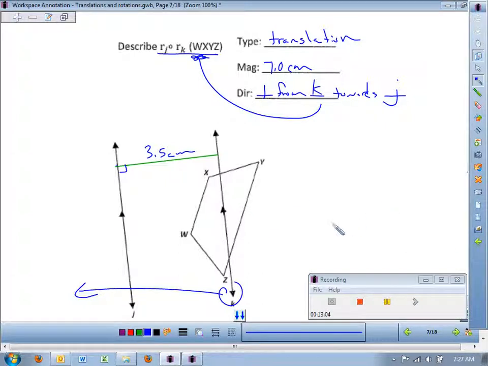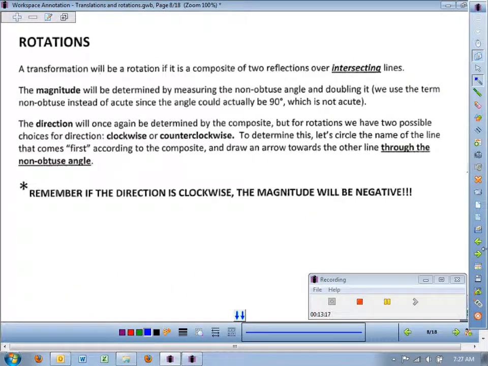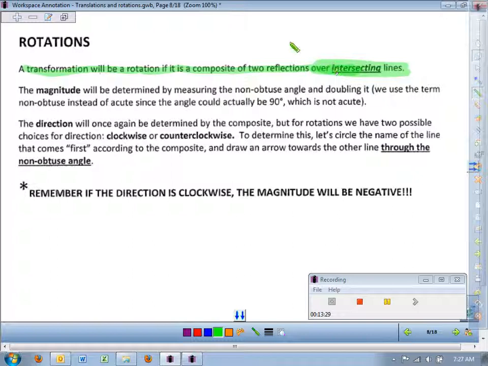Now obviously, if we're in the same plane and two lines are not parallel to each other, that means they intersect each other, correct? So that's when we'd get a rotation. So back to our highlighter. Let's highlight some information. A transformation will be a rotation if it's a composite of two reflections over intersecting lines. So it's all about the lines in the picture to tell the type. Parallel lines means translation, intersecting lines means rotation.